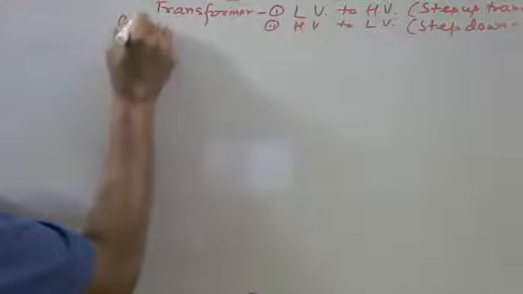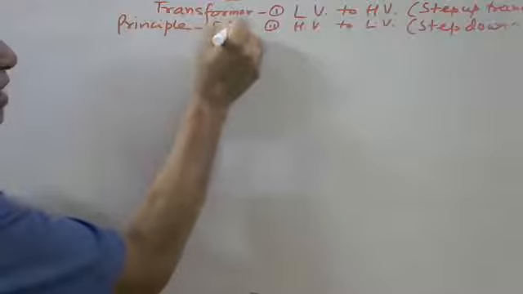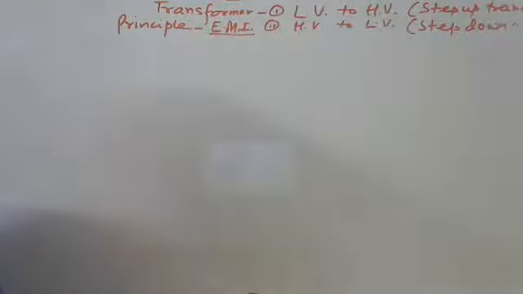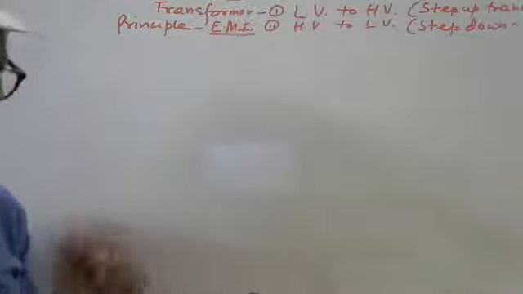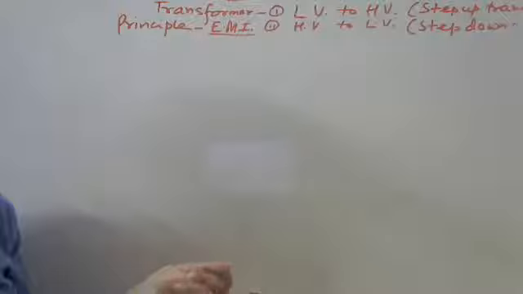Here the principle of this transformer is EMI, electromagnetic induction. We know induction: as per Faraday's law, whenever there is a change in the flux linkage, an induced EMF develops. If the circuit is closed, induced current flows in the circuit. Simple. So, how does it work?